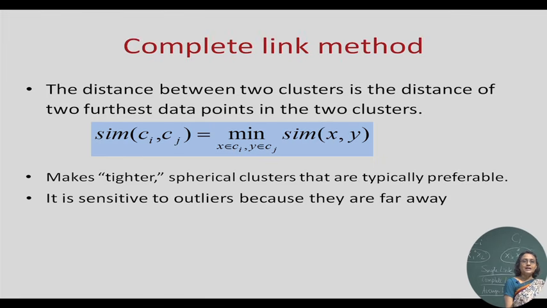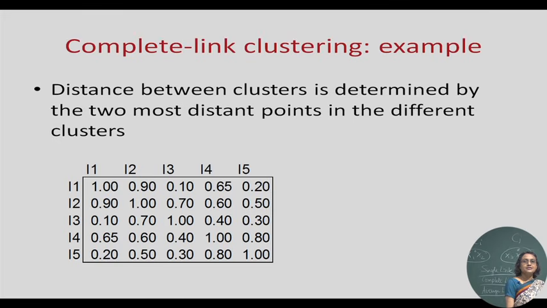However, complete link clustering is sensitive to outliers because they are far away. So, if there is one object in a cluster which is very far away from the other objects, it will influence the similarity, which is not always desirable.